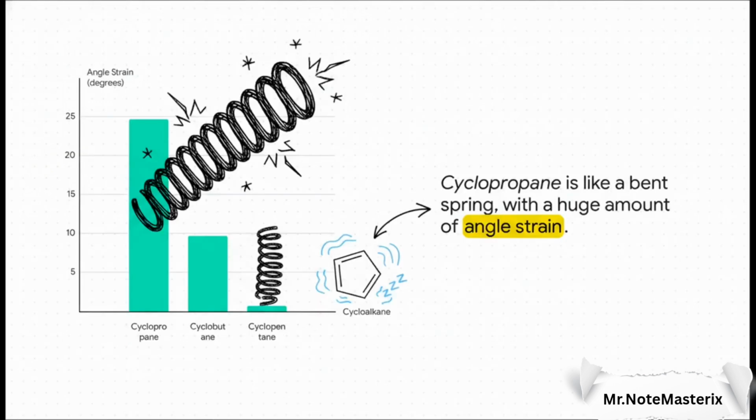And this chart just makes it crystal clear. Just look at the insane amount of strain packed into cyclopropane. It's like a tightly coiled spring just begging to pop open. Cyclobutane is pretty strained too, for sure, but then you get to cyclopentane, and the strain practically disappears. It's found its happy place, almost perfectly stress-free.